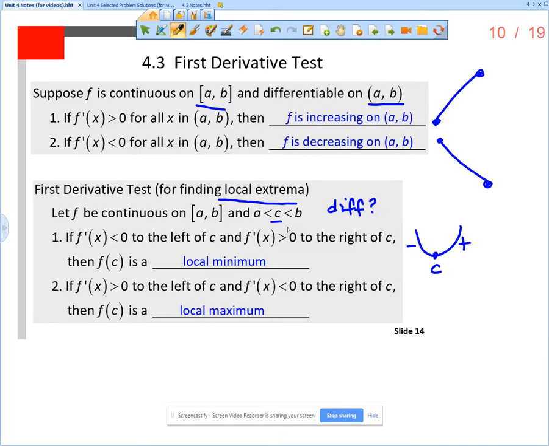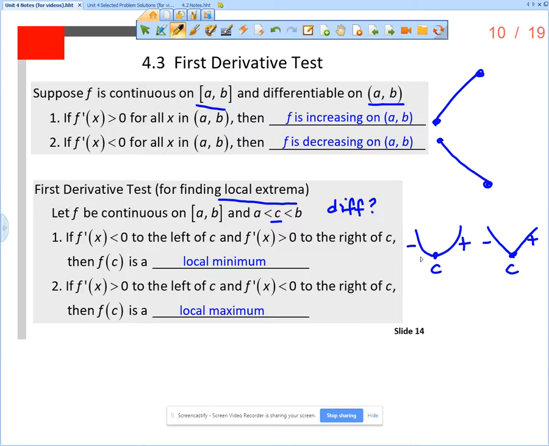Now, notice it does not have to be differentiable, meaning what? We could have a graph that looks like this. There's a point at c, and the derivative is negative, then the derivative becomes positive. f of c is still going to be a local minimum. So it's important that you remember, it must be continuous, but it does not need to be differentiable.